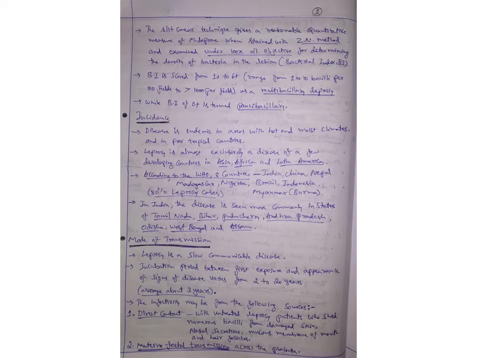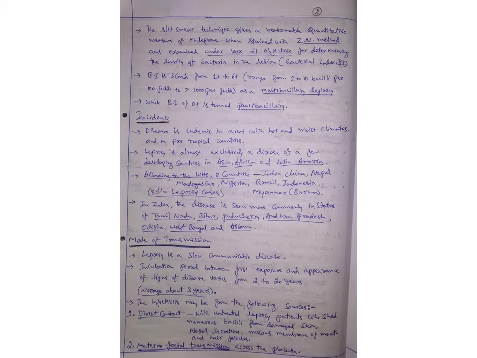Next, the subheading mode of transmission: how leprosy is transferred from one person to another. Leprosy is a slowly communicable disease. The incubation period between first exposure and appearance of signs of disease varies from 2 to 20 years, averaging about 3 years. So the average incubation period for the microorganism is 3 years.